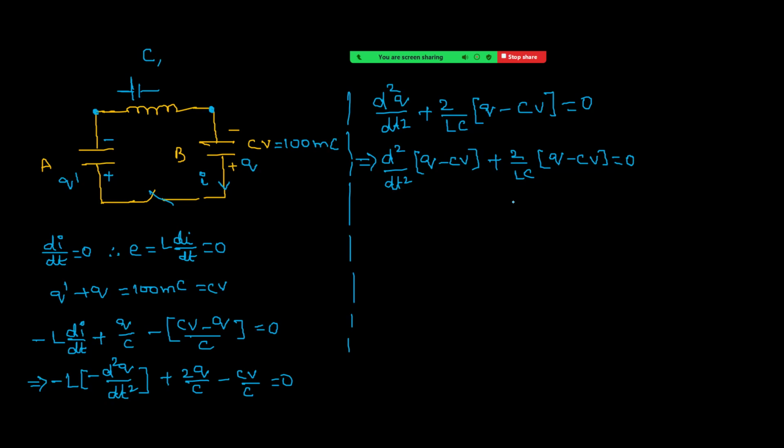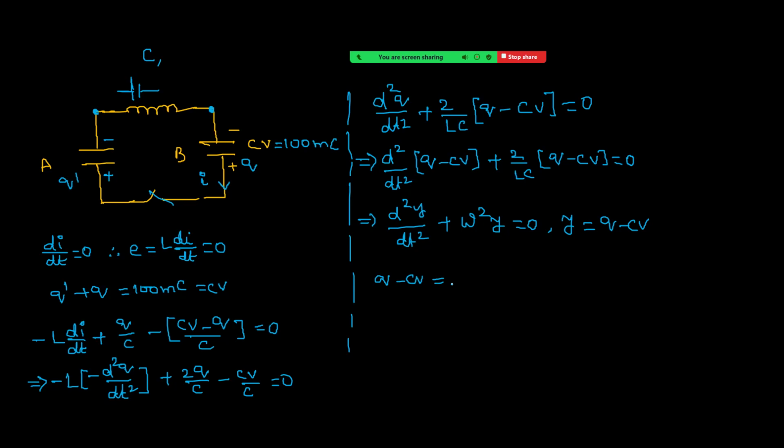Okay. Now we can see this is of the form, if I'm writing this with some other notation, let me write this as d square y by dt square plus omega square y equal to 0. What is y here? y is now q minus CV, right? That means here y is changing simple harmonically. So I can write here y, meaning q minus CV, equal to some amplitude. Let me take what that amplitude is here.